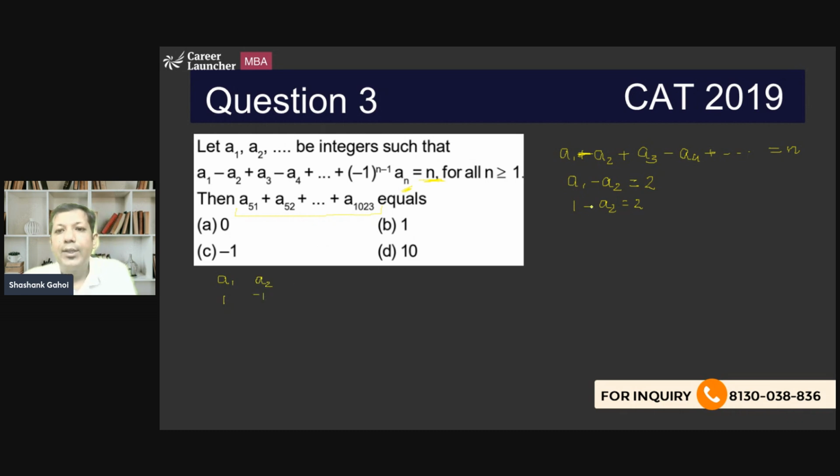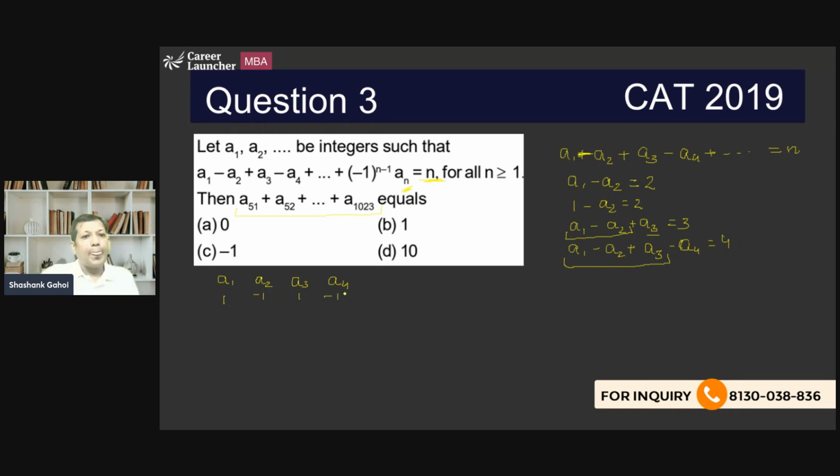Okay, fair enough. So a3: if I put n equal to 3, I'm going to get a1 minus a2 plus a3, and that's equal to 3. Now this value is equal to 2, so a3 comes out to be 1. Now I'm going to put n equal to 4, so I get a1 minus a2 plus a3 minus a4, and that's equal to 4. And I know this value is equal to 3, and minus a4 becomes 4, so I can say that a4 is equal to minus 1.